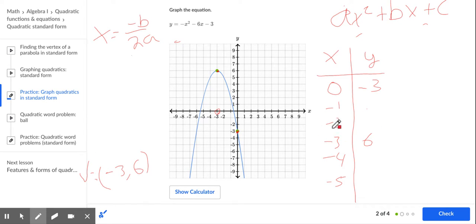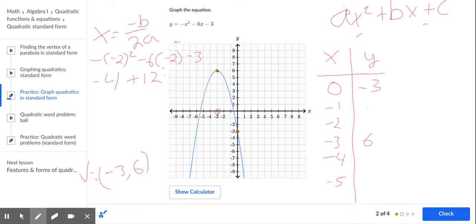So let's plug in -2 because it's a small number. So I have -2 squared minus 6 times -2 minus 3. I'm just plugging in -2 for the x's, and don't forget your squared here. So I have negative, and then -2 squared is +4. So I have -4, and then I have -6 times -2 is +12.